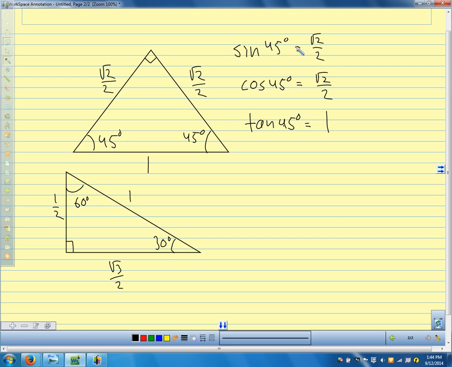So let's find our sine, cosine, and tangent of our angles here. So sine of 30 degrees, opposite over hypotenuse, 1/2. Cosine of 30 degrees, adjacent over hypotenuse, square root of 3 over 2. Tangent of 30 degrees is opposite over adjacent, 1/2 over square root of 3 over 2.